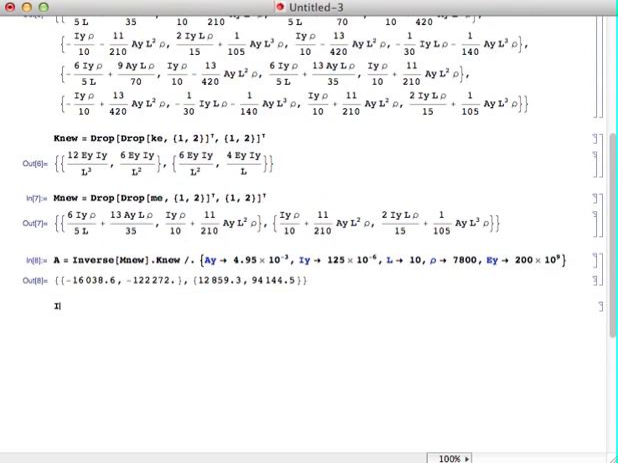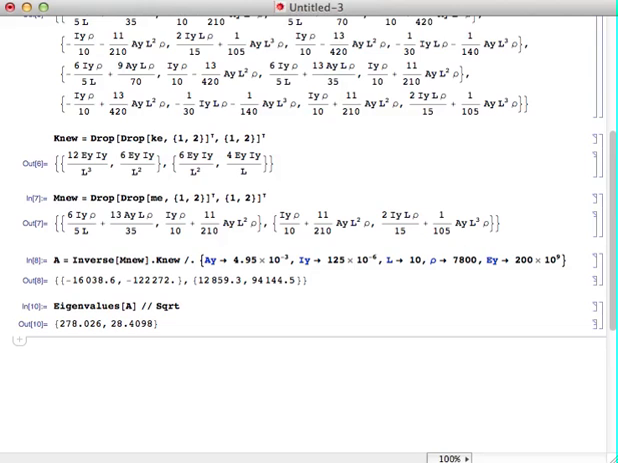And so then we can just find the eigenvalues of A, and there they are. Now, of course, those are the eigenvalues, lambda, which is omega squared. So if you really wanted to know what the natural frequencies of this particular beam are, they're 28 hertz and 278 hertz. So that's the first two frequencies, at least according to this analysis. It's going to get more accurate as you use more nodes.